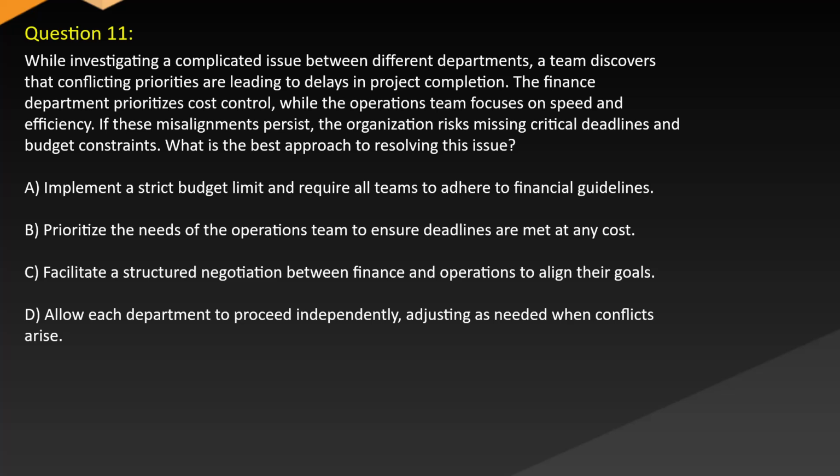A. Implement a strict budget limit and require all teams to adhere to financial guidelines. B. Prioritize the needs of the operations team to ensure deadlines are met at any cost. C. Facilitate a structured negotiation between finance and operations to align their goals. D. Allow each department to proceed independently, adjusting as needed when conflicts arise.